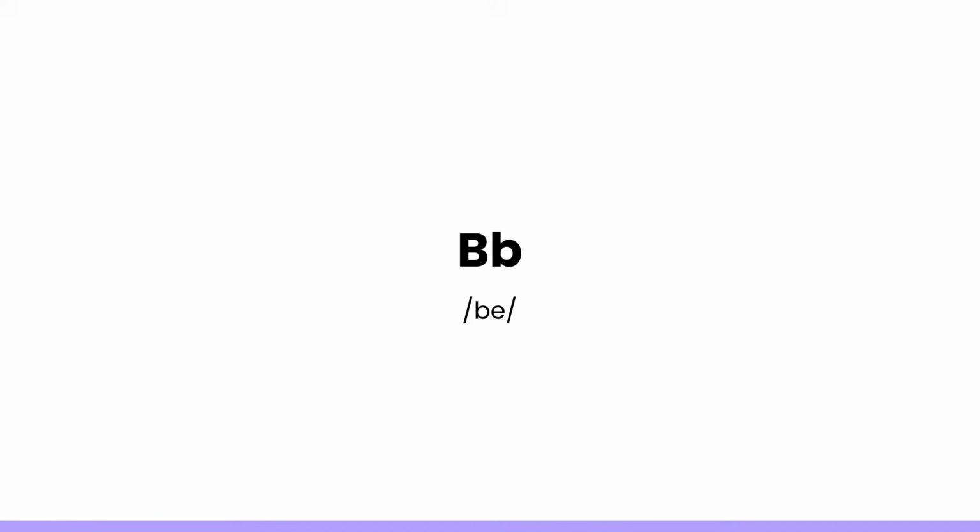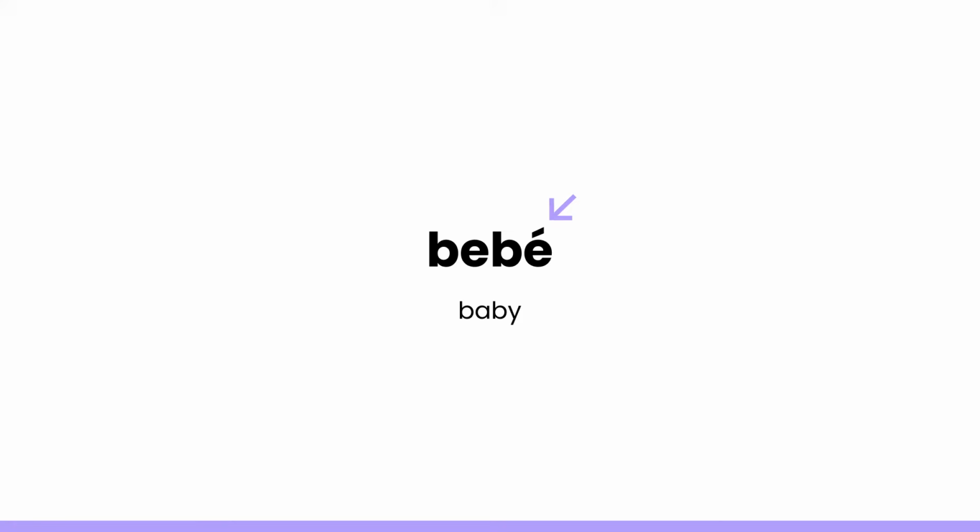Alright, so the next letter is B. B. So an example would be bebé. And the last E here has an accent, and we use this to indicate that that's where we put the stress. So we don't say bibe, we say bebé.